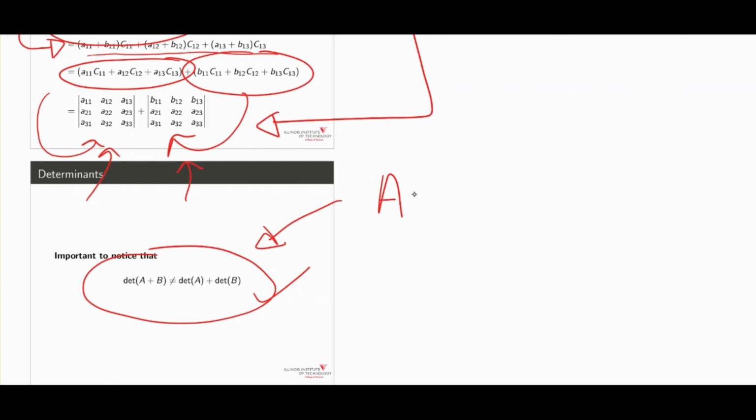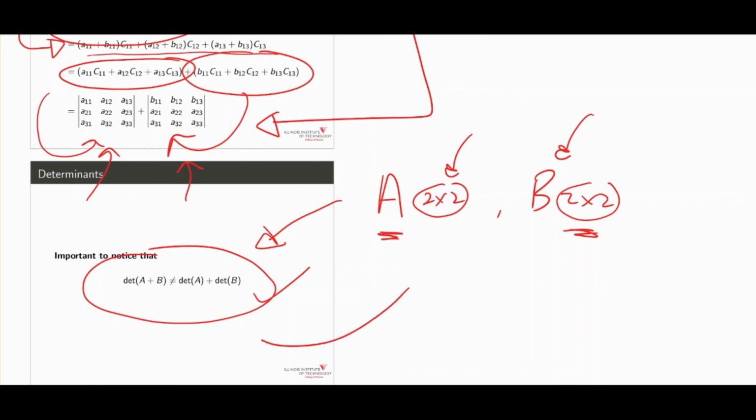So why don't you try to come up with a 2 by 2 matrix A and another 2 by 2 matrix B. Let's start from something small. When you want to give an example, don't think about too complicated examples. So let's start with an easy example. Your matrix A is of size 2 by 2, your matrix B is of size 2 by 2. Can you come up with an example where this property does not hold?